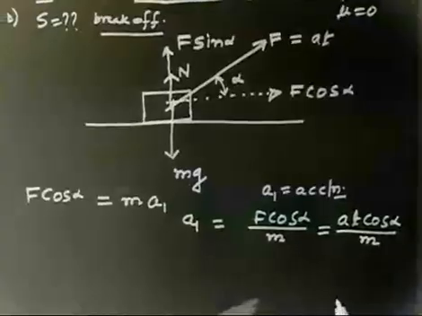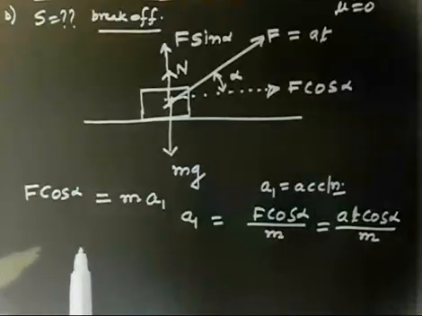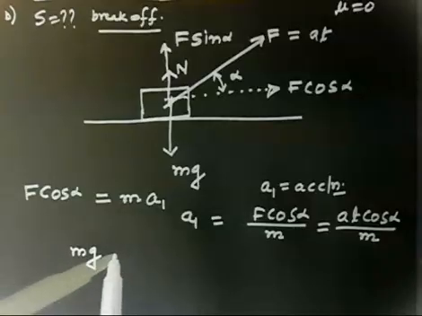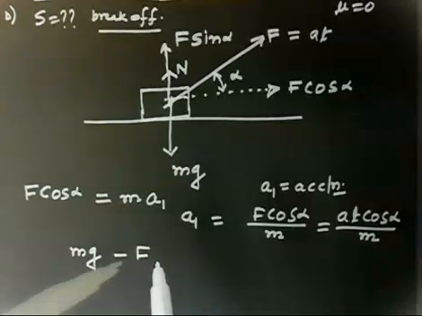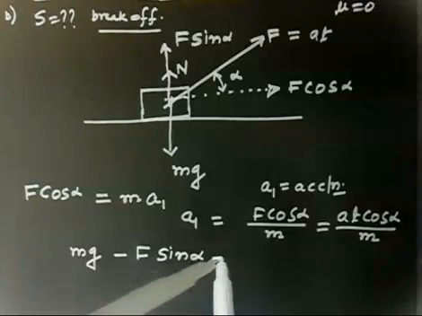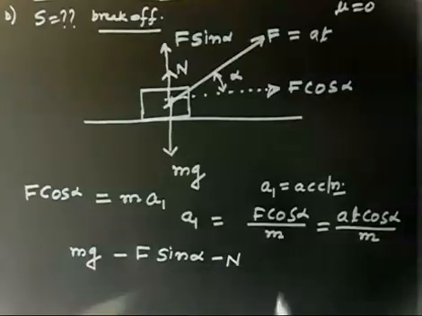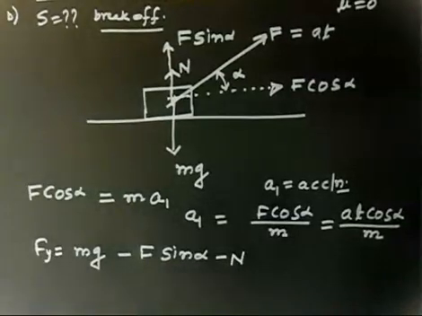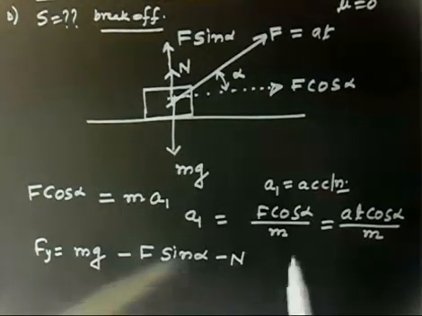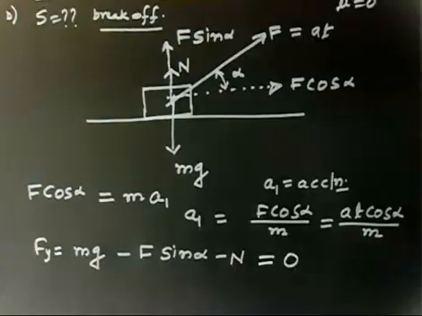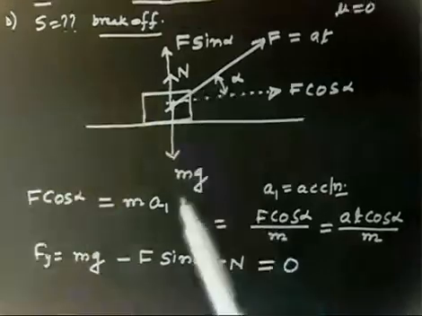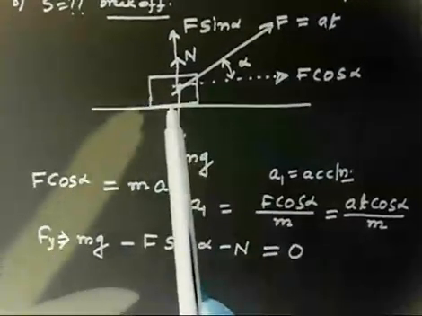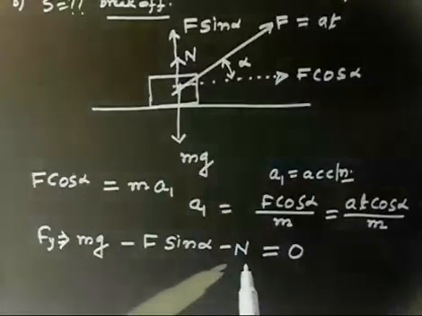Are you getting? Now let me find in the vertical direction the total force. Let us take downward as positive: mg minus F sin alpha minus N. This is the force in the y direction. Are you getting or not? There is no motion in the y direction, so the total force has to be 0 because this is not lifting up in the y direction. So this is Fy, so Fy has to be 0. Now there is a point when this just breaks off, so at the point of breaking off, the normal reaction will be 0. Are you getting or not?